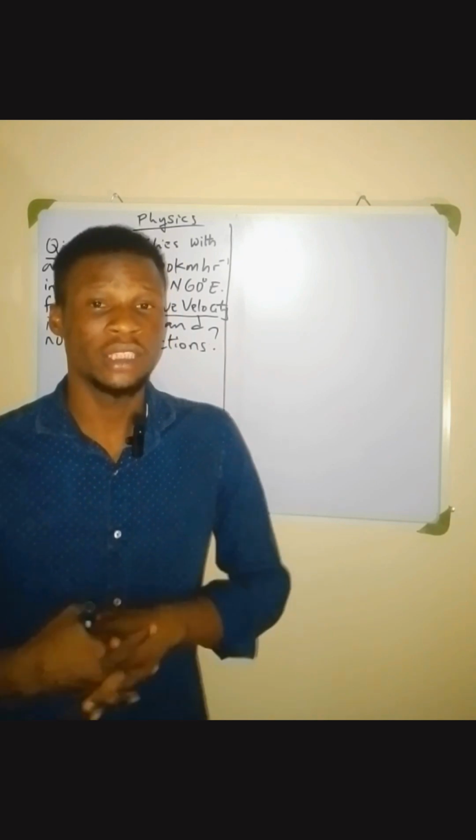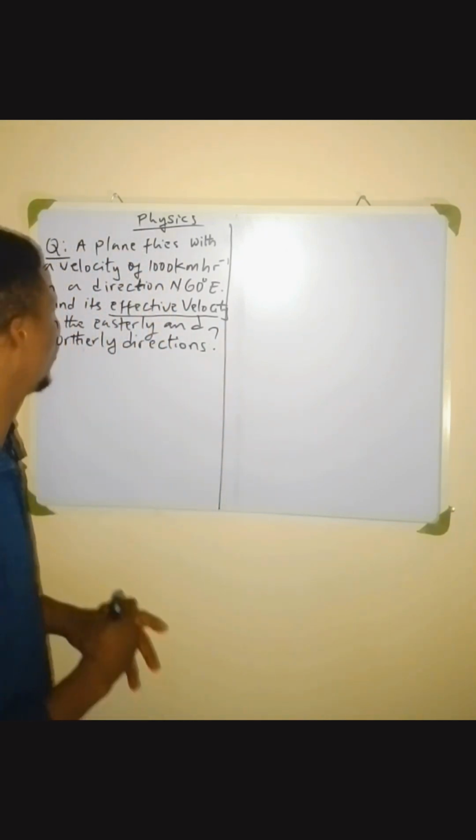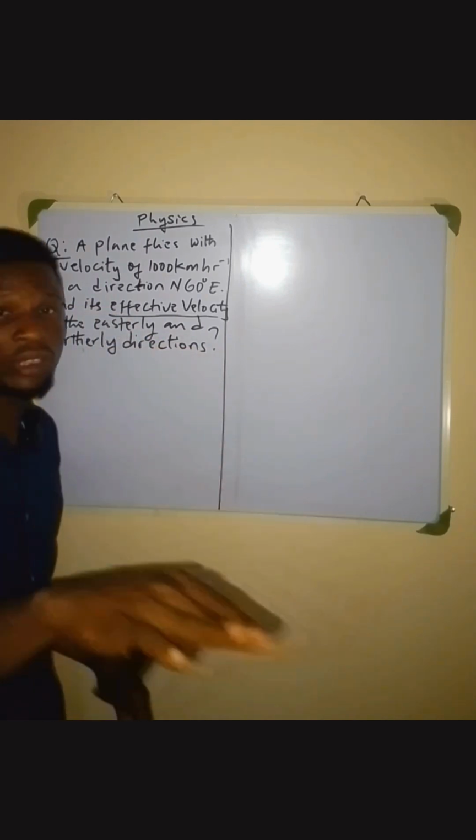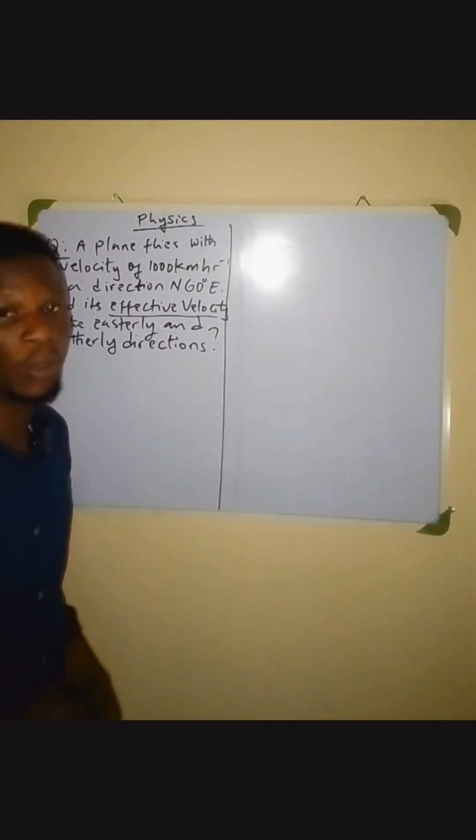Now, if we check this question, it says you should find the effective velocity. When you are talking about effective velocity, you are talking about the resultant velocity. It simply means we should resolve this. Velocity is a vector quantity, so the question is simply saying we should resolve this vector quantity into the vertical and the horizontal components. The easterly direction is the horizontal aspect, and the northerly direction is the vertical component.